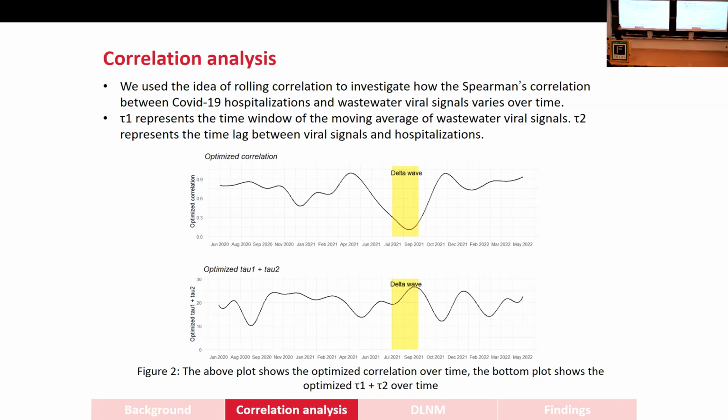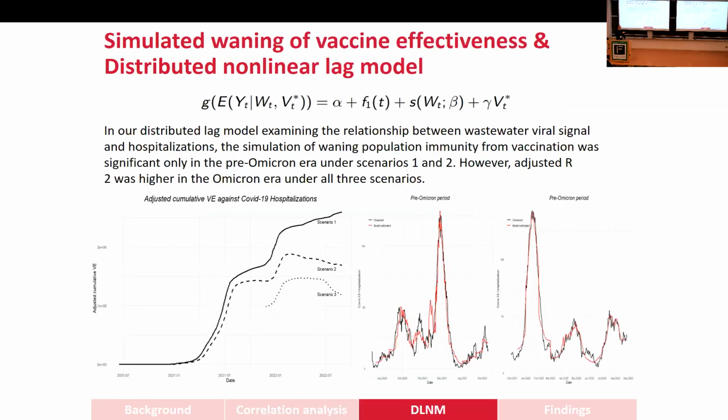So in this plot, I'm showing the results of this analysis. The first plot is the correlation over time, and the second plot is the time lag over time. I highlighted the delta wave because during the delta wave, the correlation between them is not very high in Ottawa. And we also did a distributed nonlinear lag model.